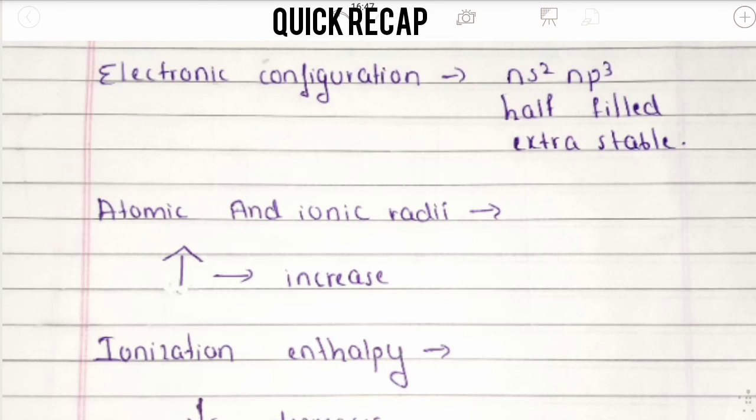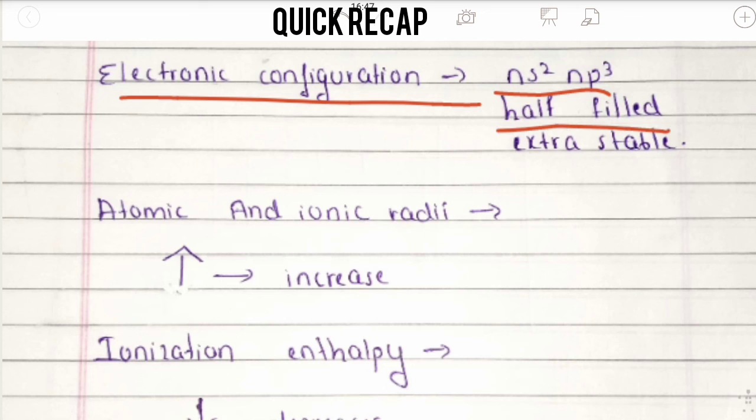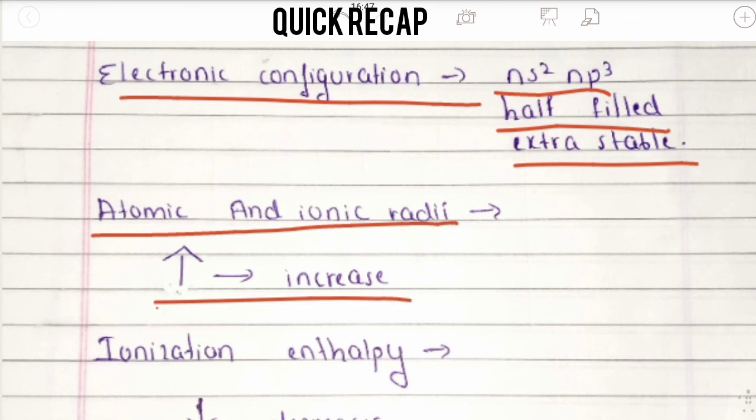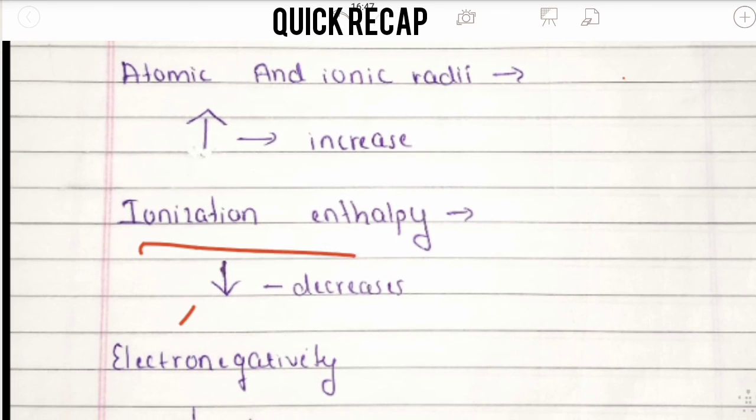The trends which I have written in short: electronic configuration is ns2 np3. The s is fully filled and the p is half filled, so it is extra stable. Atomic and ionic radii increase as you go down the group.